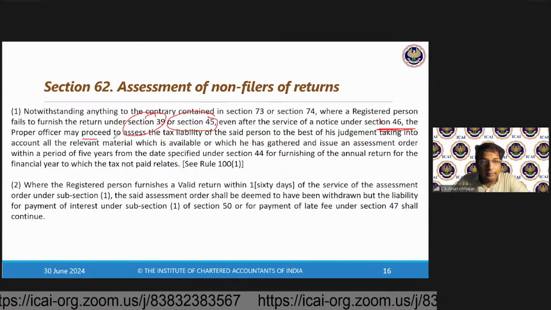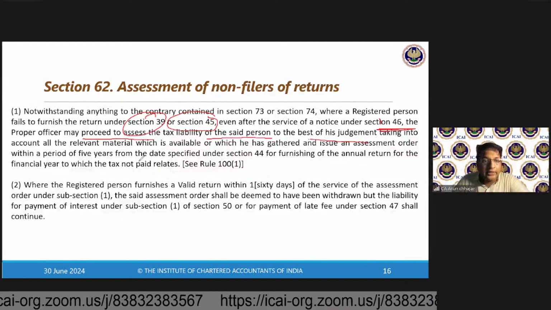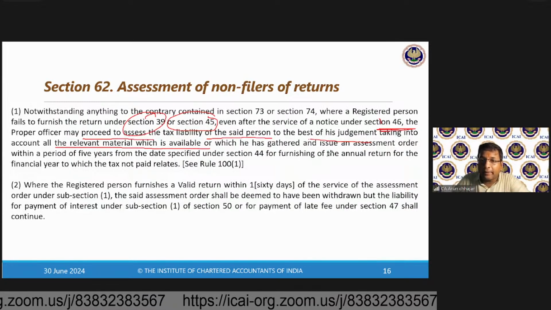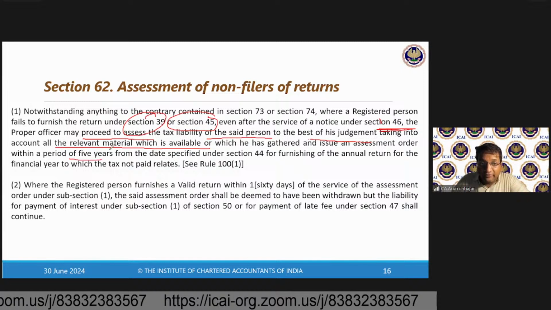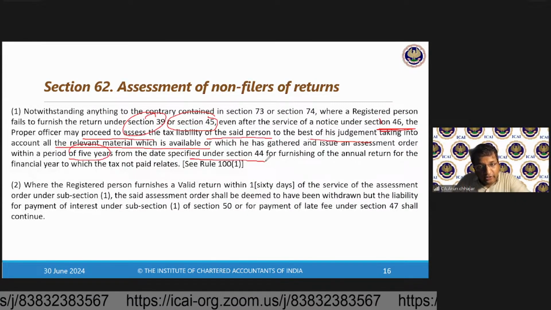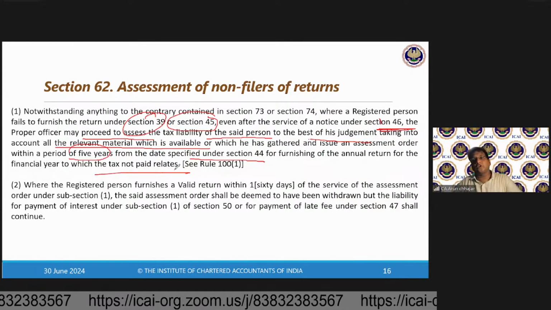The officer may proceed to assess the liability on the best of his judgment, taking into account all the relevant material which is available, and pass the assessment order within 5 years from the date specified in section 44 for furnishing the annual return for the financial year to which tax not paid, etc.